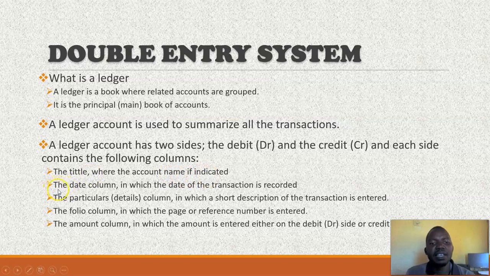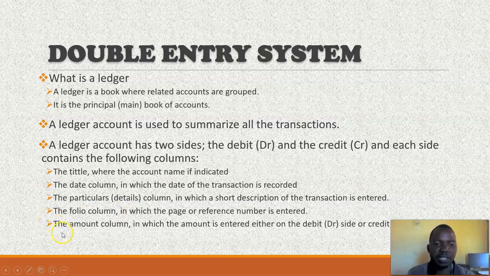Secondly, the ledger will have the date column. This is where the date of the transaction is recorded. The other column is called the particulars or details column. This is where a short description of the transaction is entered. The other column is called the folio column. The folio column is where the page or reference number of that particular transaction is entered.